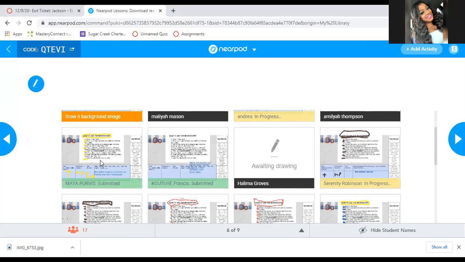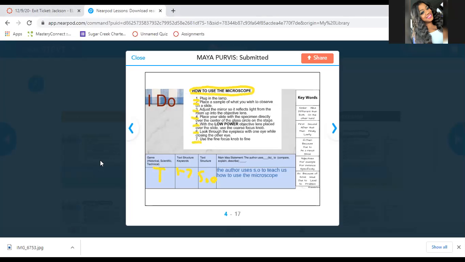So it looks like Maya has submitted hers. I'm going to go in. And if you look at Maya, she has everything that I had on my paper. She has the title boxed. Okay. She has her numbers underlined. And she has the table filled completely in along with her main idea statement. Wonderful job, Maya. Point.